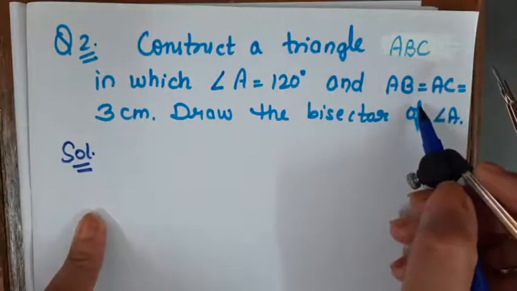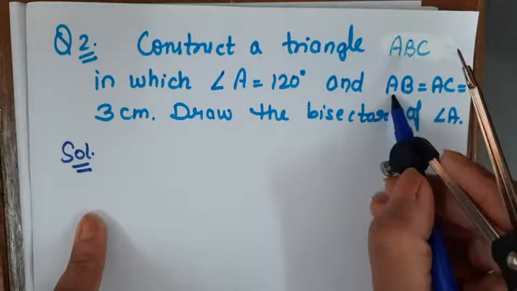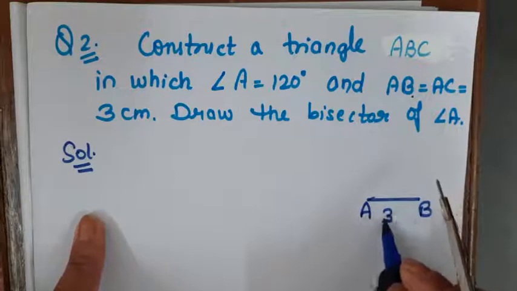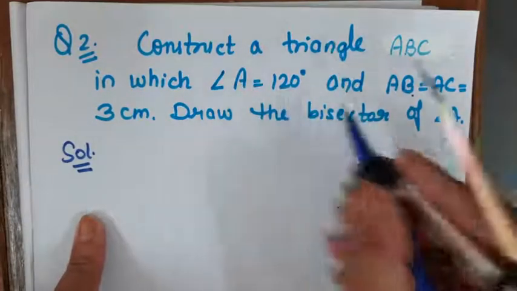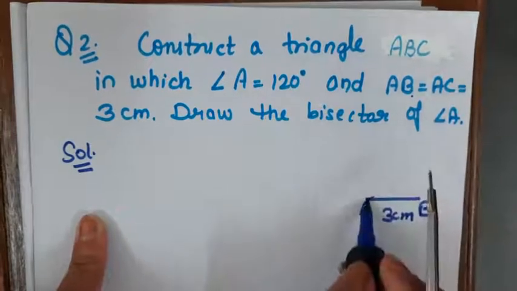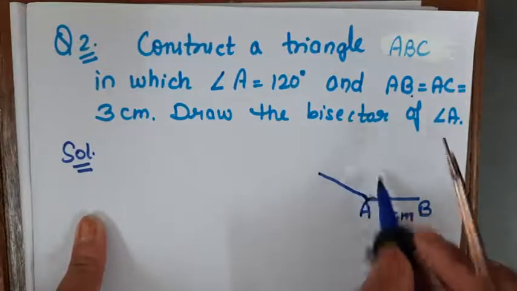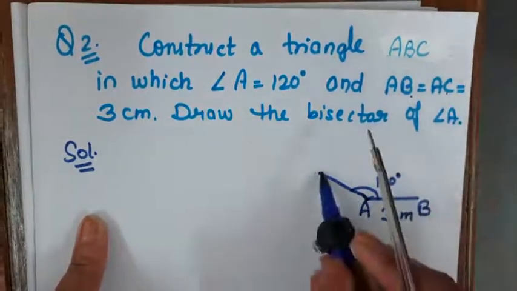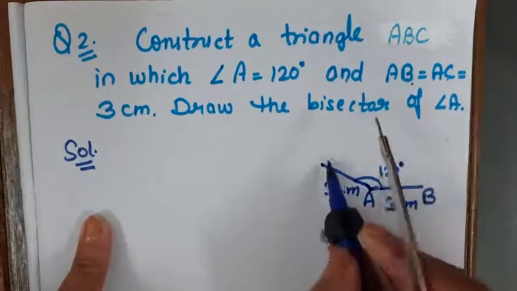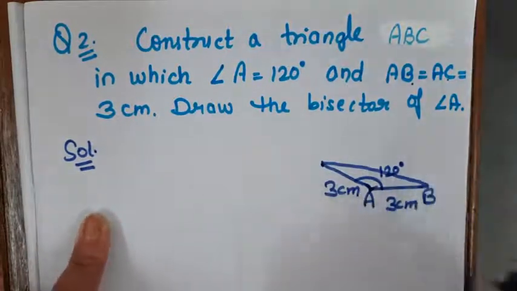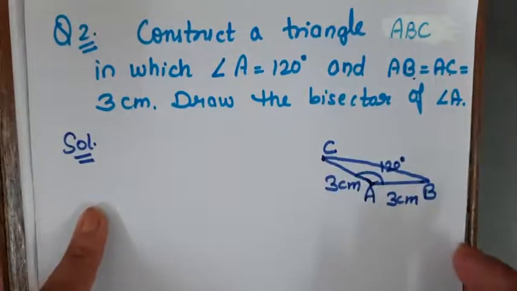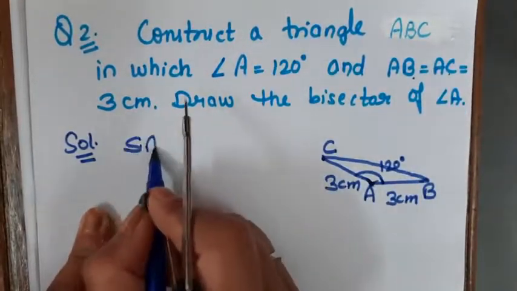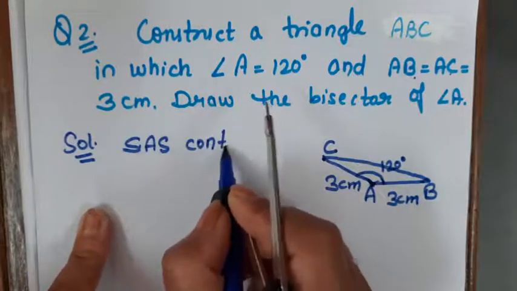We need to take one side as base. Suppose we are taking base as AB. So AB, if we take 3 centimeter and angle A will be 120 degrees. So 120 degrees will be like this, right? And next side is AC. AC will be again 3 centimeter. So approximately we get a rough figure of the triangle like this. This is C, right? And you can observe that side, angle, side. This is SAS construction. The 3 components are side, angle, side.